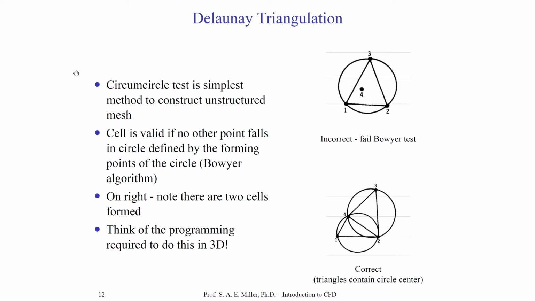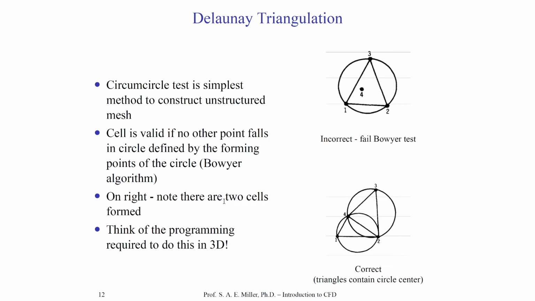A number of triangles are laid out, and the circumcenter test is used to see if cells are valid, that is, if no other point falls in their particular circle defined by the triangle. That is the so-called Bowyer algorithm. On the right, there are 2 cells which are formed, for example, from this particular algorithm. One might start with an initial triangle over the whole domain, and the circumcircle tests and the Bowyer insertions, which use the circumcenter test, either fail or are correct.